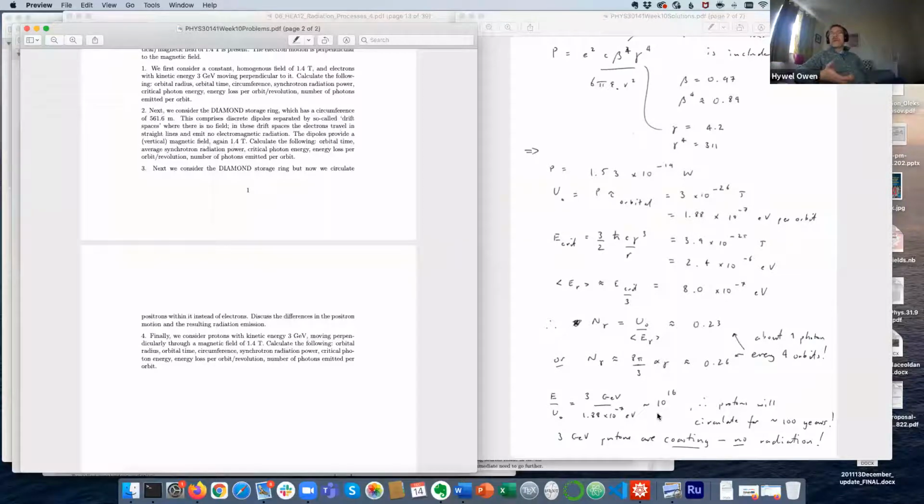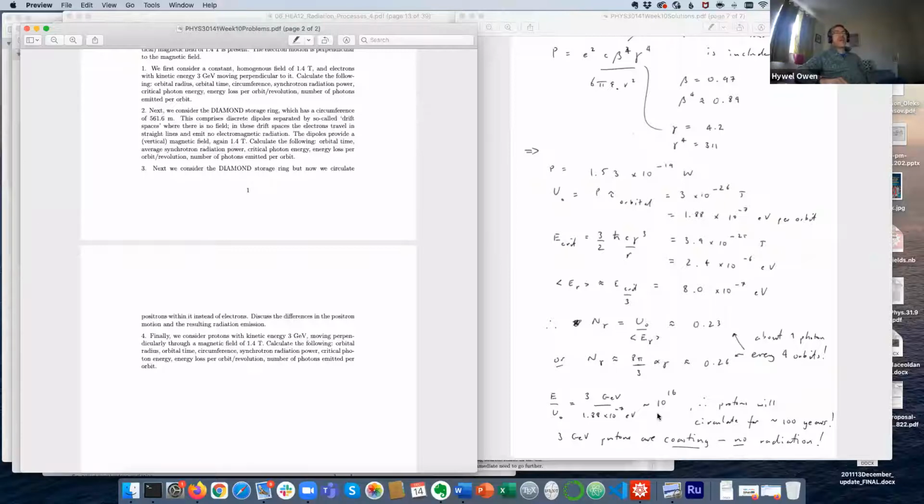So obviously something else will happen to them in the meantime. They'll strike residual gas, or there may be a fault in the magnet or something like that, right? They can't possibly go for 100 years. But the message here is that the 3 GeV protons are coasting. They're emitting effectively no radiation. They do not damp.